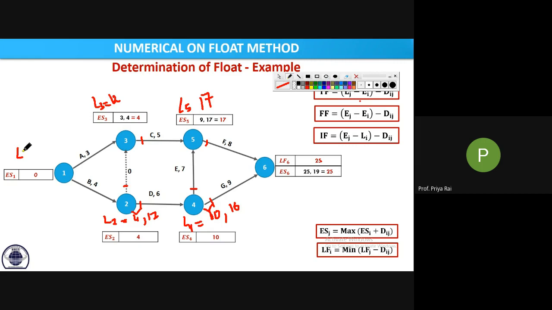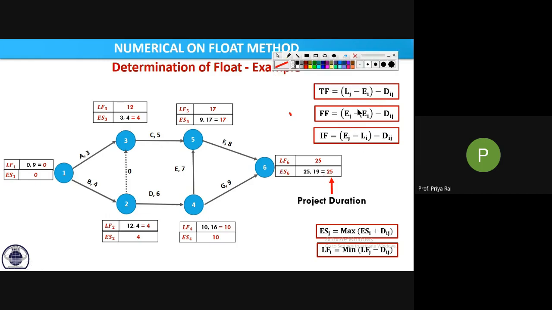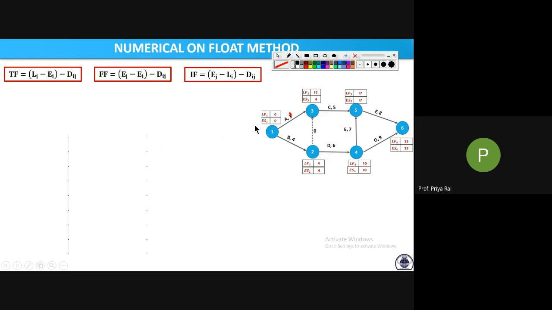Now L1 is left. How much will it be? Look from here. From 2 it will be 4 minus 4, 0, and this is 12 minus 3, 9. So the minimum is 0. Clear? Yes, ma'am. So like this you will calculate all the L values. The L values have come. Now we need to calculate float. These are the formulas of the float. We have listed them here. So for that, what do you have to do?